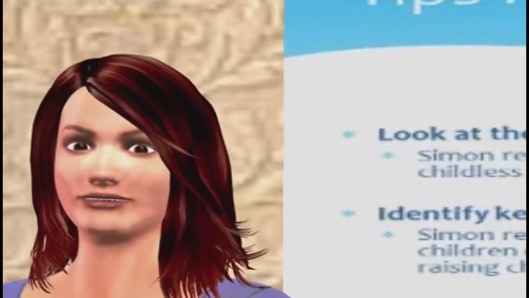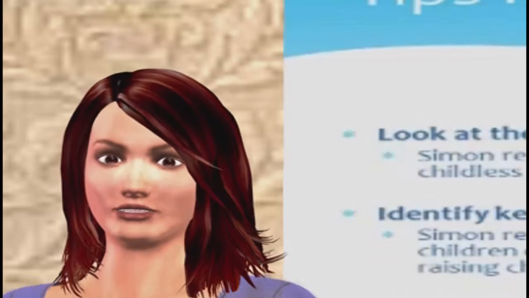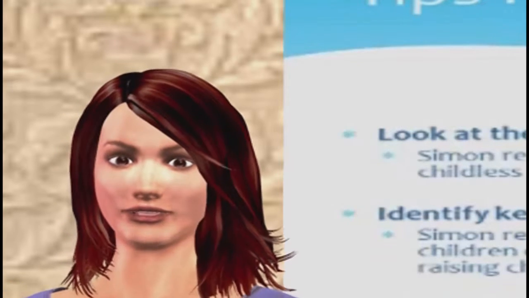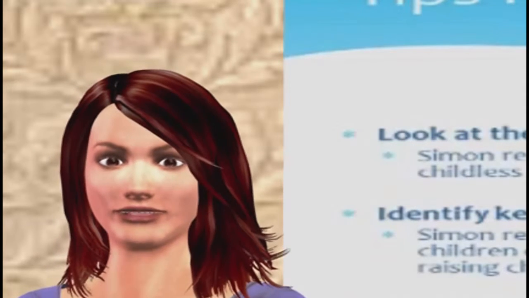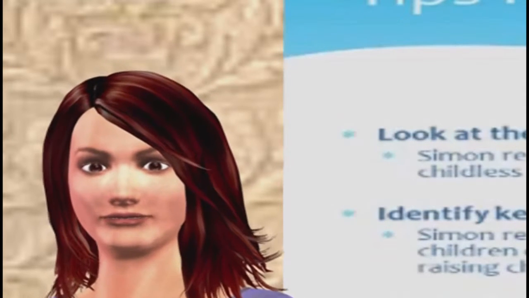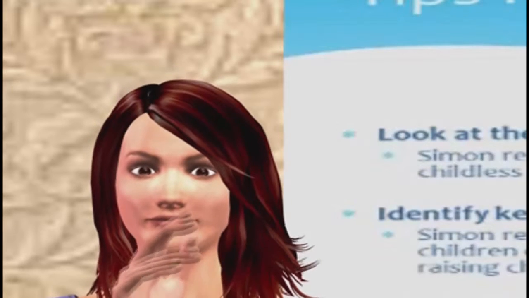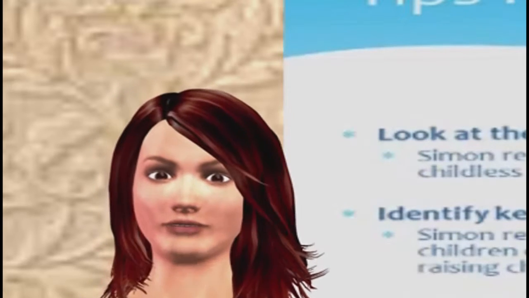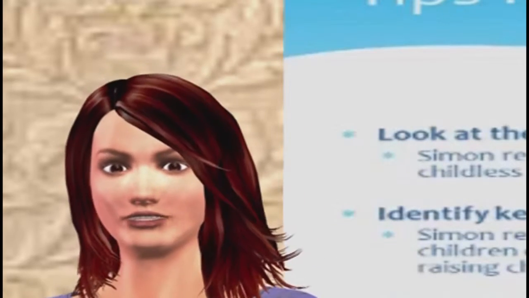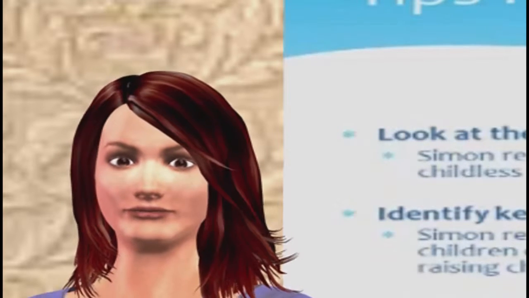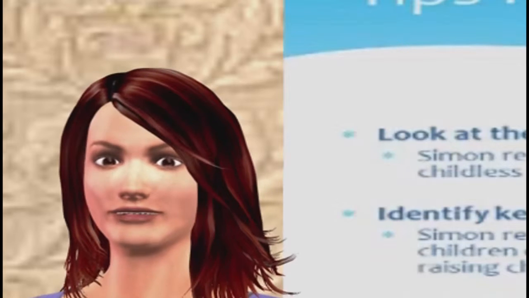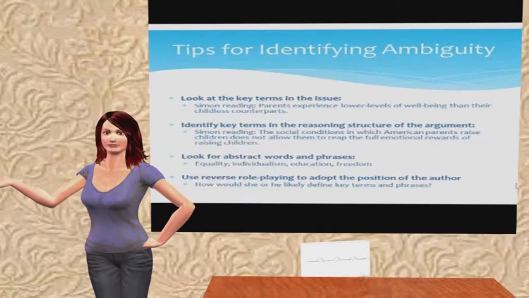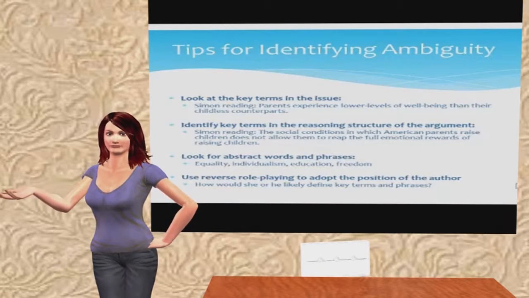The next tip is we should identify key terms in the reasoning structure of the argument. So again, looking at the example of the Simon reading, her conclusion is that the social conditions in which American parents raise children really don't allow them to reap the full emotional rewards of raising children. And here again, we could see some more ambiguity. What does she mean by social conditions? That's a very abstract phrase.